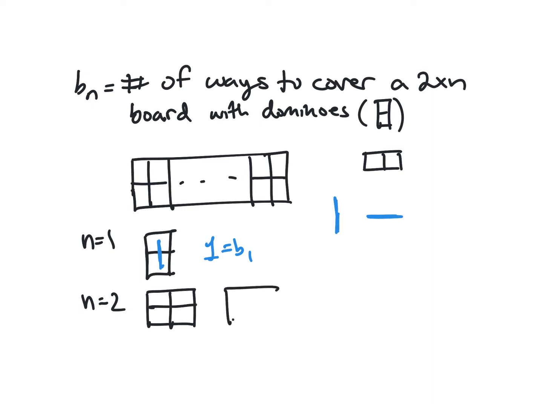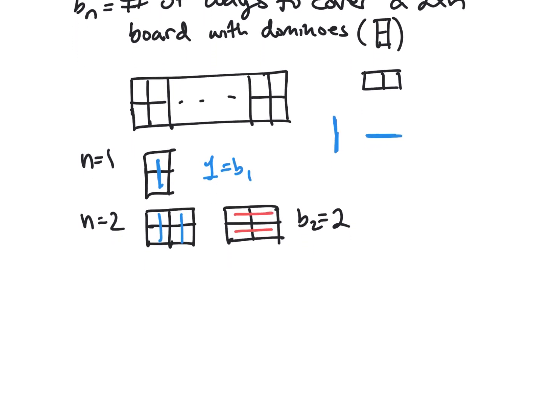Here we have two options, right? And it depends on whether we lie our first tile vertically or horizontally. So we can do vertically, in which case the other one has to be vertical, or we can do horizontal, in which case the other one has to be horizontal. And so there are two ways to do this. So B2 is equal to 2.